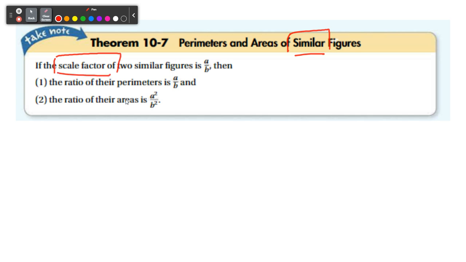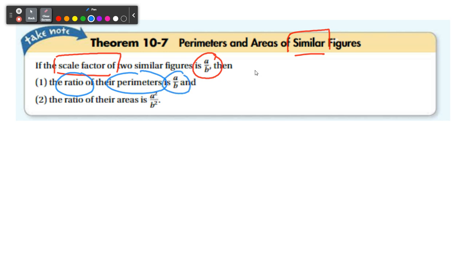And that scale factor is how the corresponding sides compare, their ratios, the idea of sides being proportional. So A over B, right? If that's the scale factor, then the ratio of their perimeters is exactly the same thing, A over B.